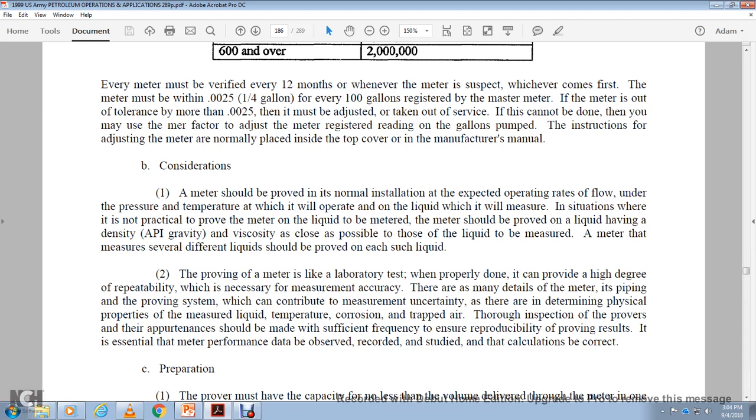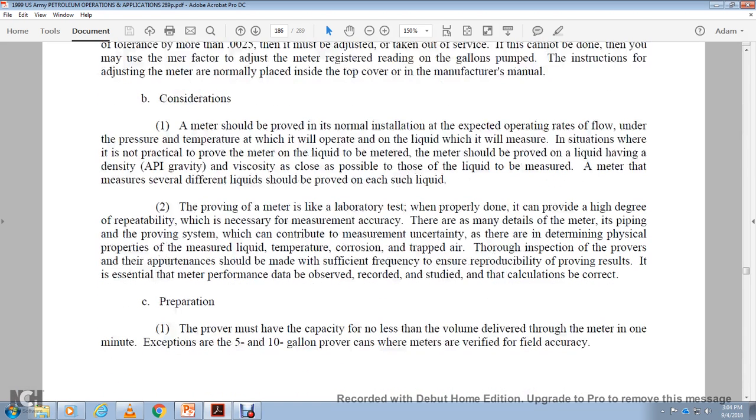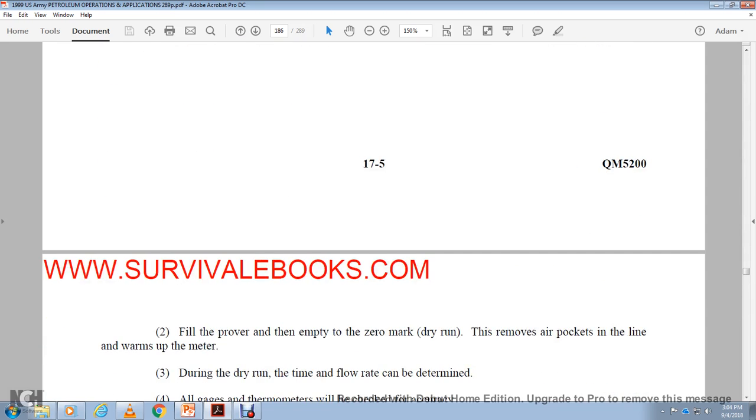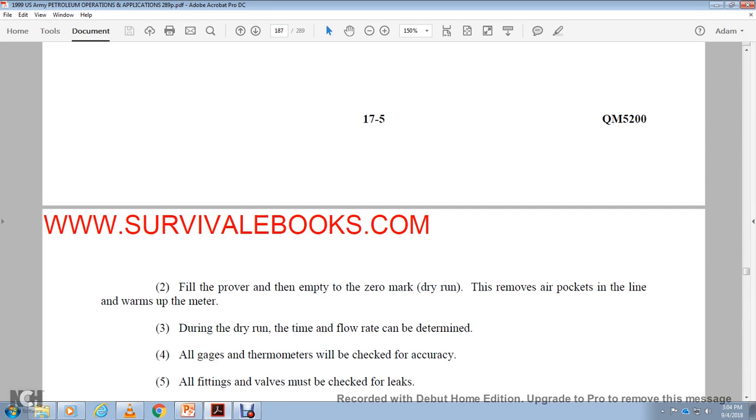It is essential that the meter performance data observed be recorded and the calculations studied to be correct. Preparation of the prover: it must have a capacity no less than the volume delivered from the meter in 1 minute, with an exemption of 5 to 10 gallons for provers where meters are verified for field accuracy. Fill the prover and then empty it to the zero mark for a dry run to remove air pockets in the lines, the prover, and the meter. During the dry run, the time and the flow rate can be determined.